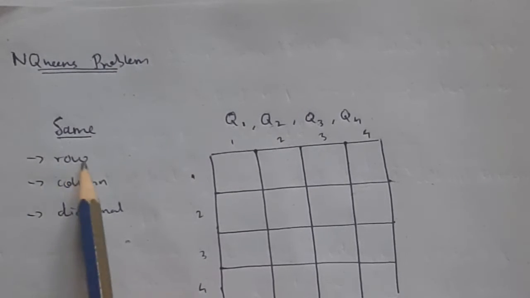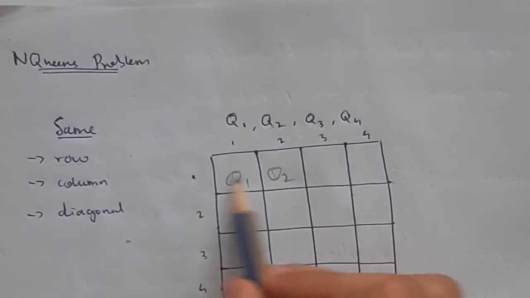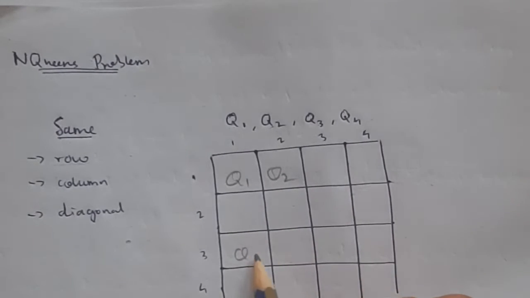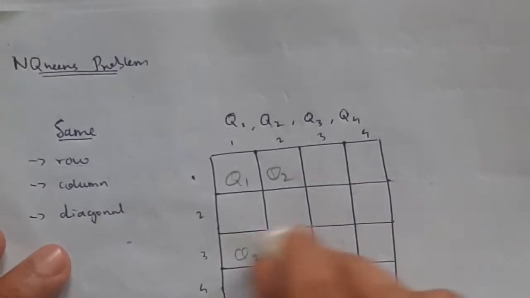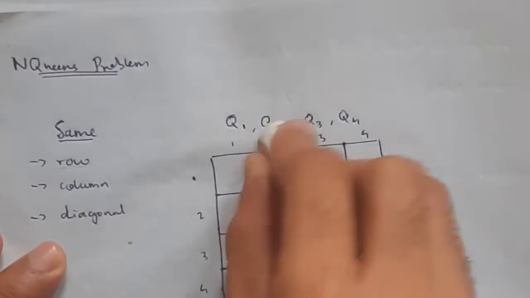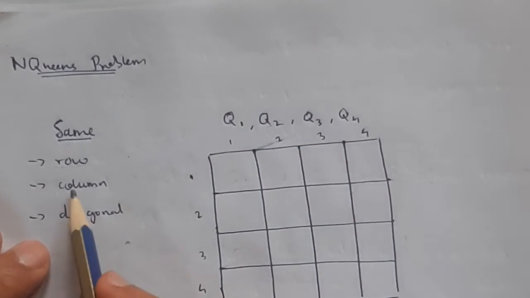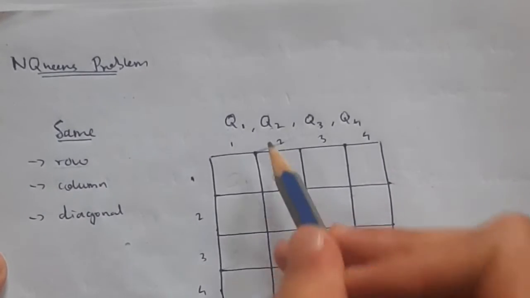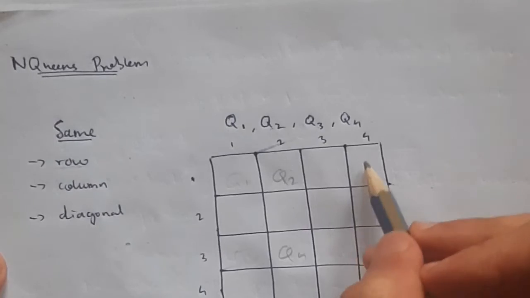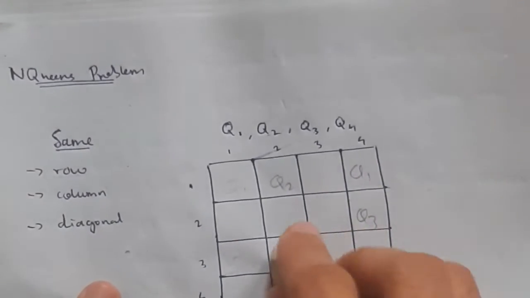The first one is they should not be in the same row. For example, I cannot place q1 and q2 in the same row, and I cannot place q2 and q3 in the same row either. That will be invalid. The second rule is they should not be in the same column. That means I cannot place q2 and q4 in the same column, and I cannot place q1 and q3 in the same column. That's also invalid.